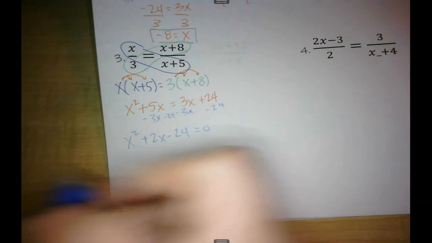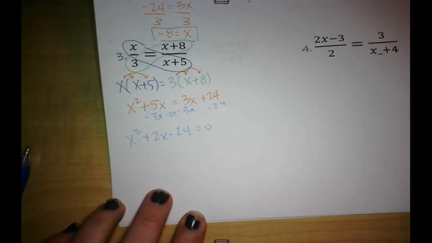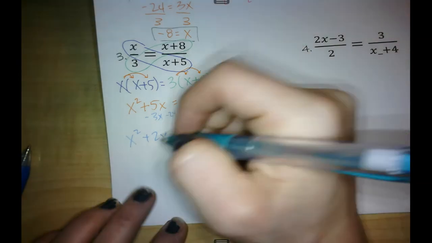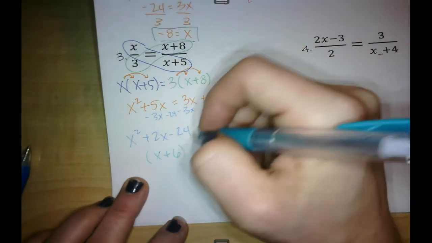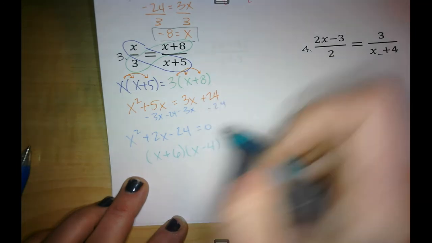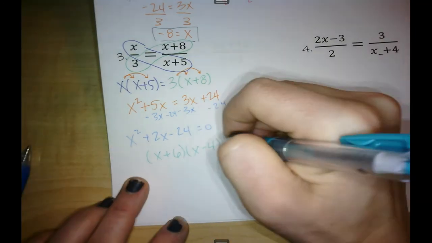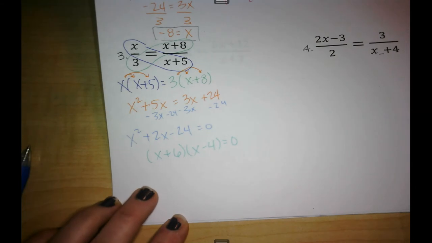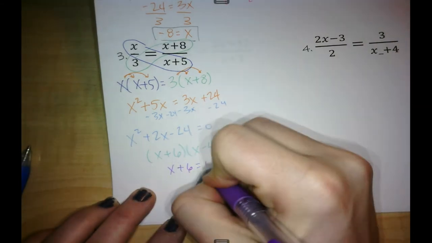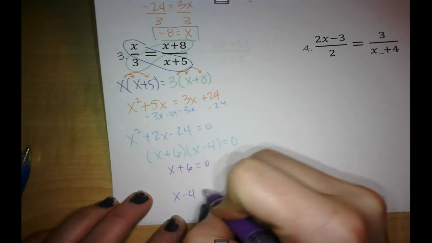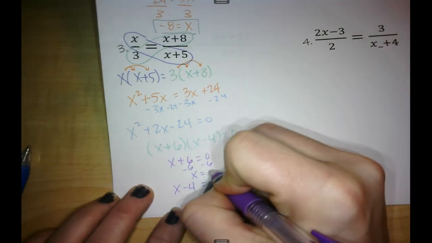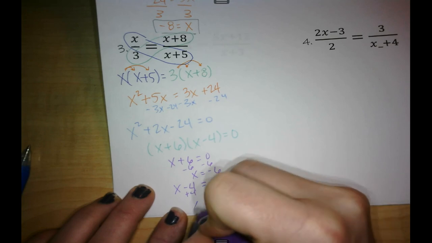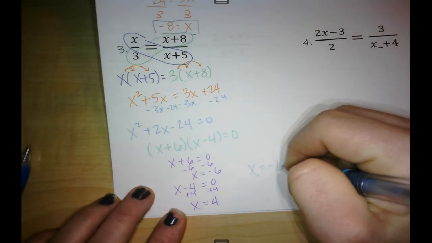And then I need to factor this. And remember, I did give you guys a cheat for the calculator to factor it easy. Remember, whenever I factored this, it gave me -6 and +4. So my factors are x plus 6, x minus 4. And then I need to set those equal to 0. X plus 6 equals 0, and solve for x. X minus 4 equals 0, and solve for x. So x equals -6, and x equals +4. So we've got x equals -6 and +4.